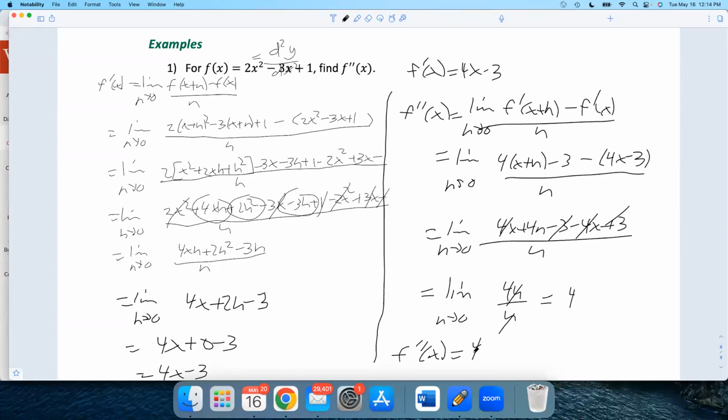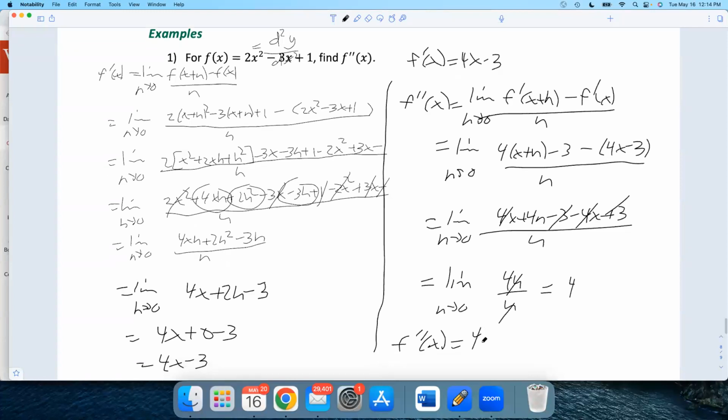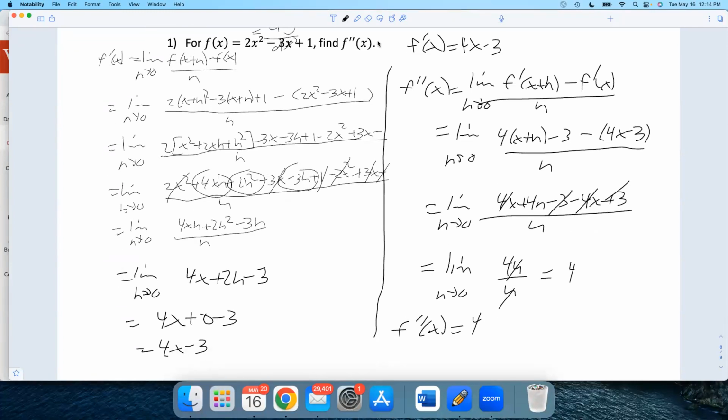Now, you may have noticed a pattern here. This is what's going to happen. Anytime you have a polynomial, every time you take the derivative, the degree goes down by 1. So the original function was second degree. Its first derivative was first degree. Its second derivative was 0 degree. So I went from degree 2, degree 1 to degree 0. A constant function is degree 0. It's a good place to stop.